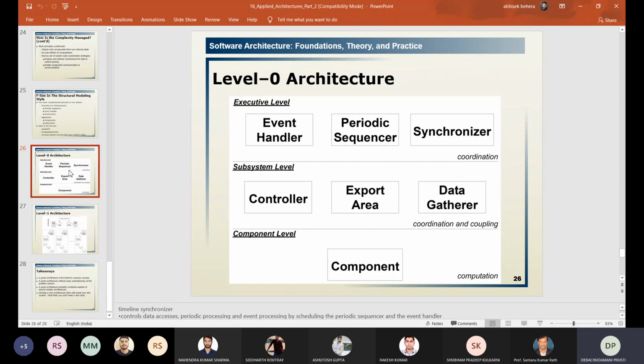Now, with the level 0 architecture, we have the executive level or the infrastructure level, then the subsystem level, and the last one is the component level. In the executive level we have the event handler, the periodic sequencer, and the synchronizer as the main 3 computational elements. In the subsystem level, we have the coordination and coupling between the controller, export area, and the data gatherer. And in the component level, we have only the component for the computation.